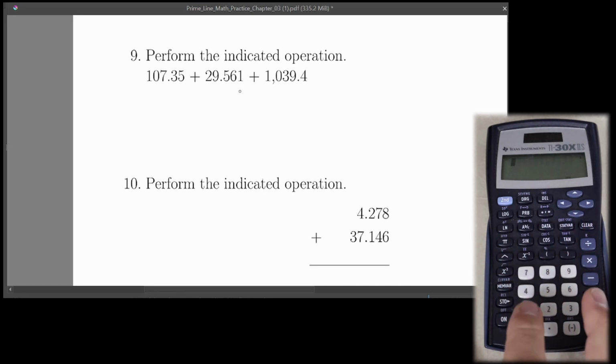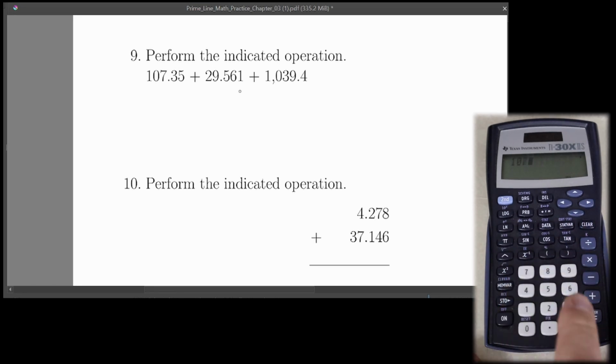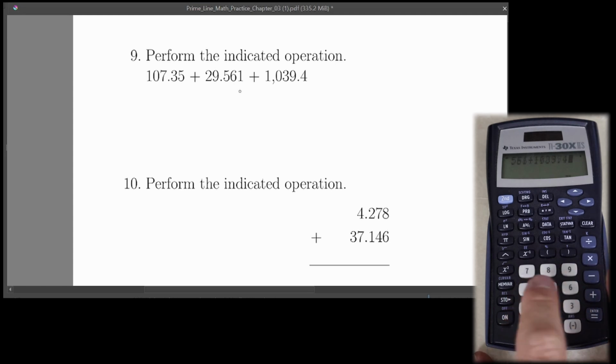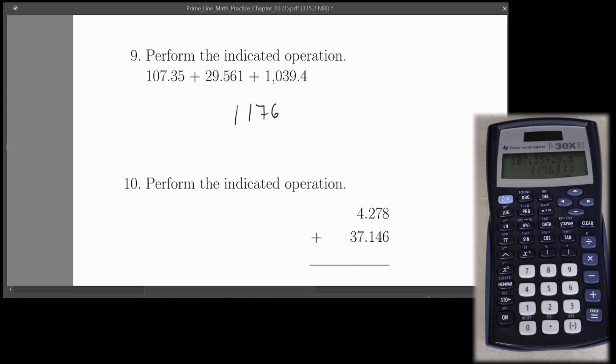For the next value, we're taking 107.35. We're adding 29.561 and adding 1039.4. And we're getting a grand total of 11763.311 for our total.